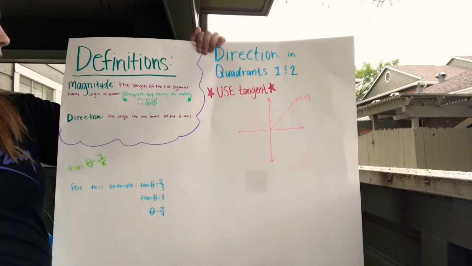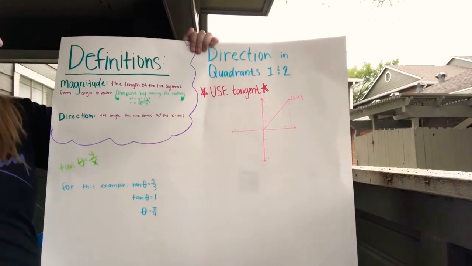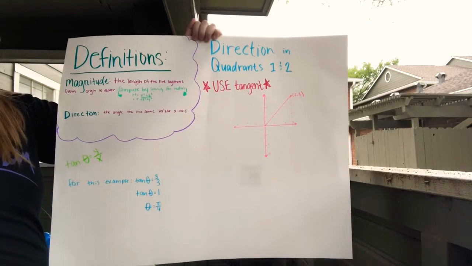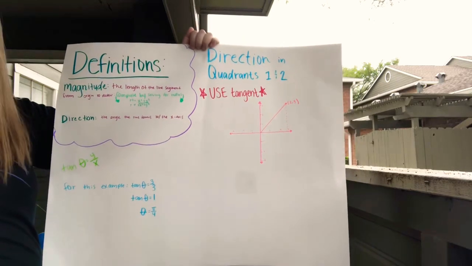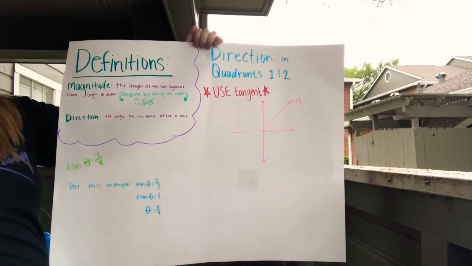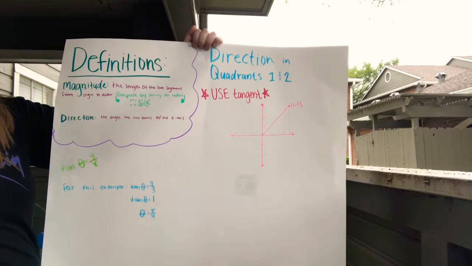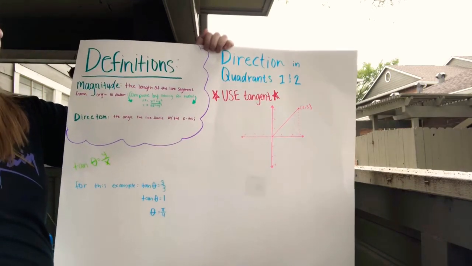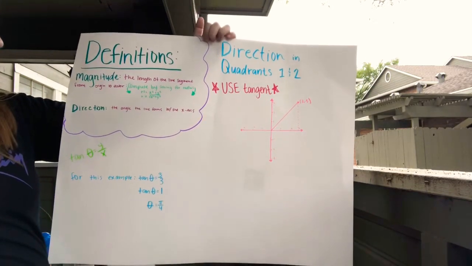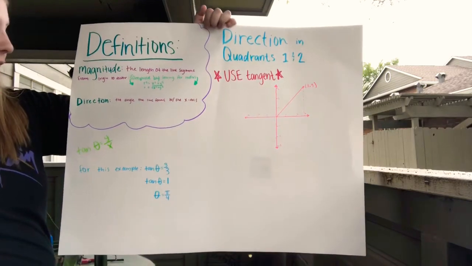Magnitude is the length of the line segment from the origin to the end of the vector. You're going to compute this by solving for the radius. r squared equals x squared plus y squared. To find r by itself, r equals the square root of x squared plus y squared. Our other term we need to learn is direction.